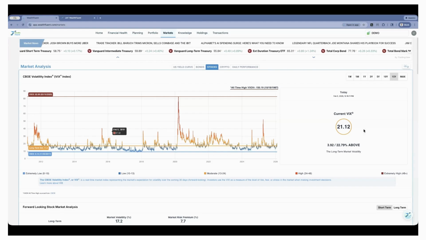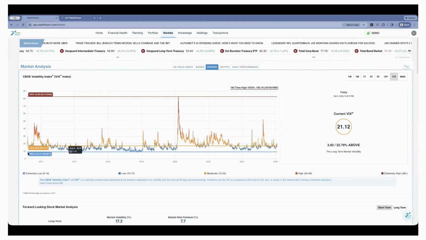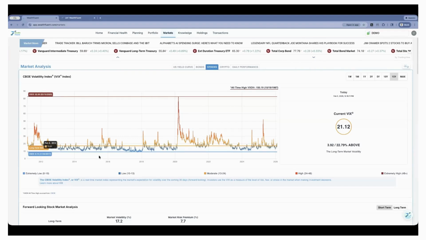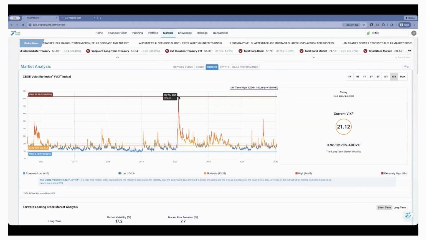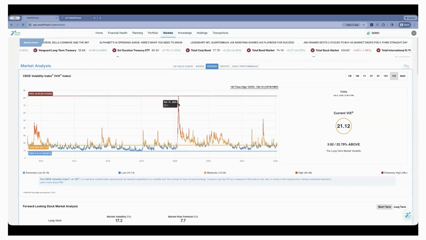So here's the details of VIX, right? You're able to see the history back until it has existed and understand what the long-term average volatility is. This huge red line right here is the highest VIX has ever been. And I assume folks remember what happened in 2020 that caused some volatility.